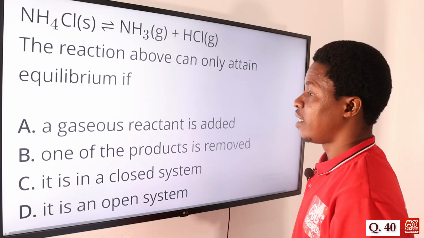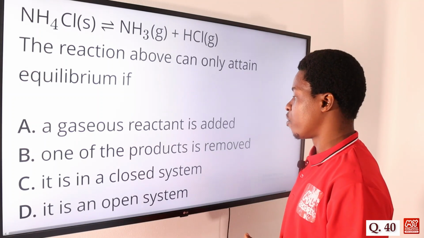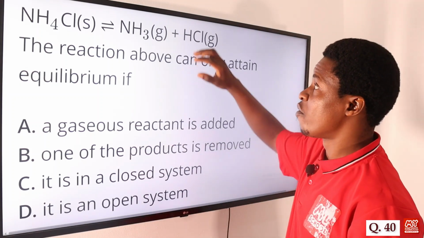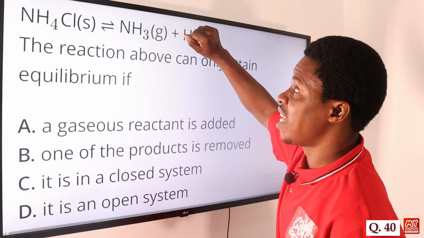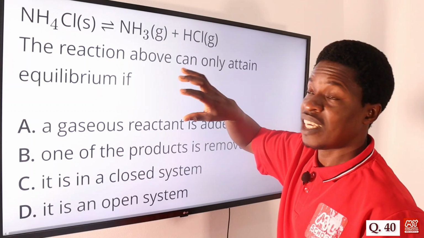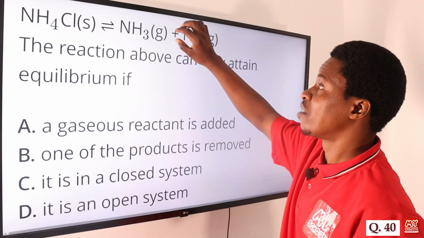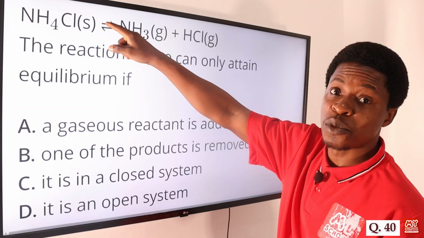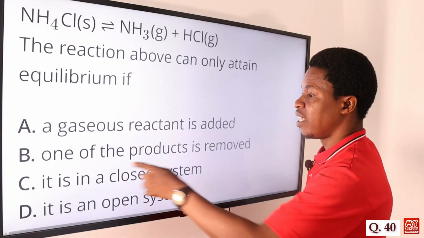So option A is not correct. Option B says one of the products is removed. If you remove one of the products, then you'll be forming the other products, and that is not our aim. Because as the reaction continues, as you remove this, you will not have this. It is supposed to be a reversible reaction, so option B is also not correct.